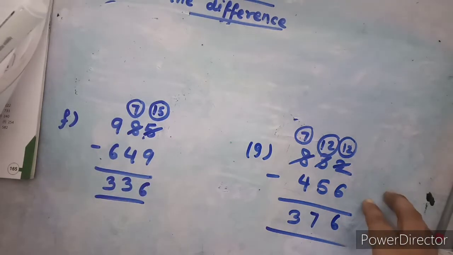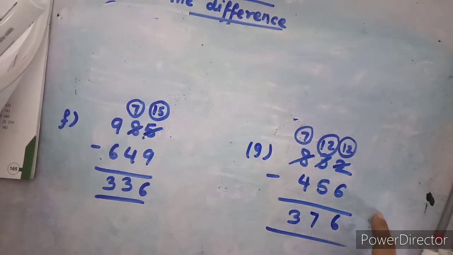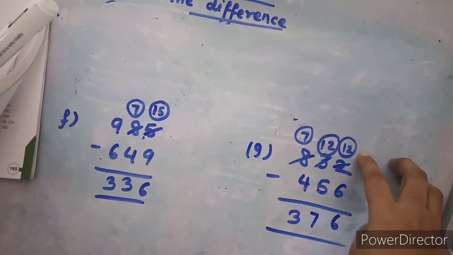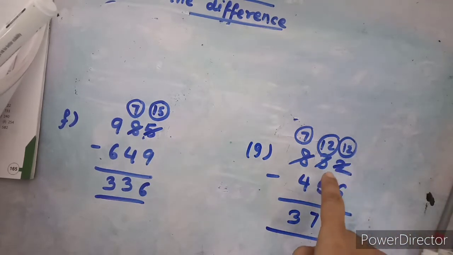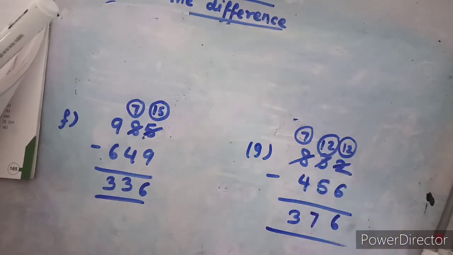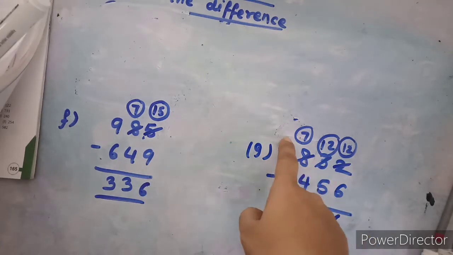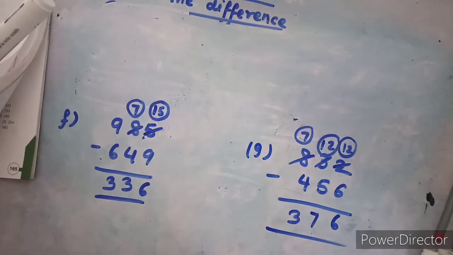Come to G. You have 832 minus 456. So here you are taking 12 as borrowing number. 12 minus 6 is 6. Again you have 3 minus 5. So you have to put 12 over here. So 12 minus 5 is 7. And you have again here 7. 7 minus 4 is 3. So you get 376 as the difference.